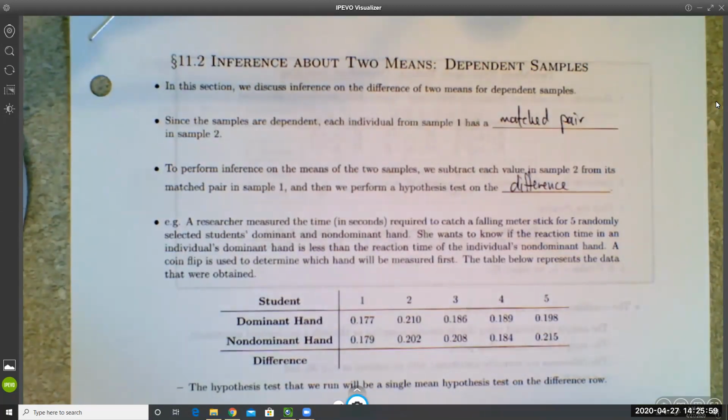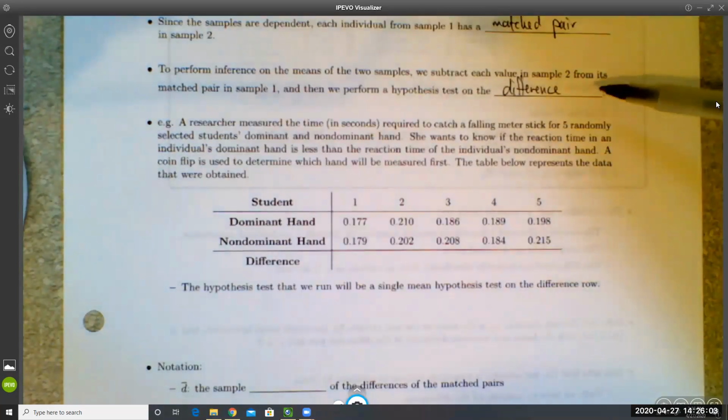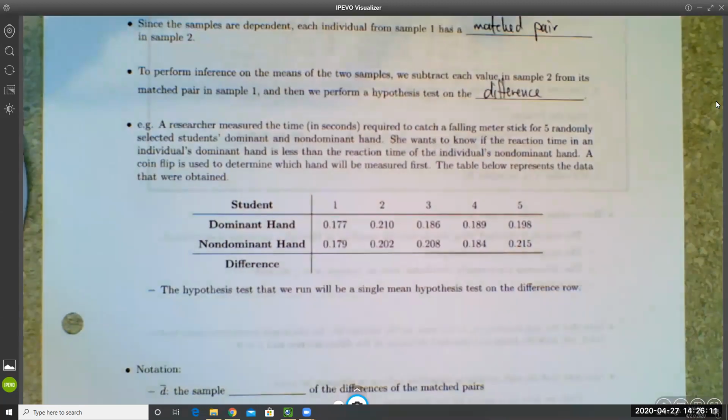Okay, so for example, a researcher measured the time in seconds required to catch a falling meter stick for 5 randomly selected students' dominant and non-dominant hand. She wants to know if the reaction time in an individual's dominant hand is less than the reaction time of the individual's non-dominant hand. A coin flip is used to determine which hand will be measured first. The table below represents the data that were obtained.